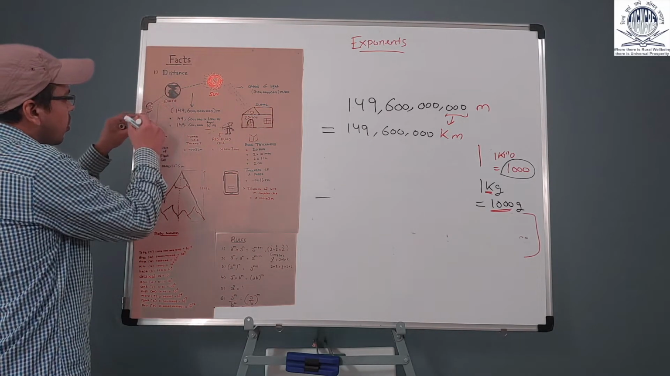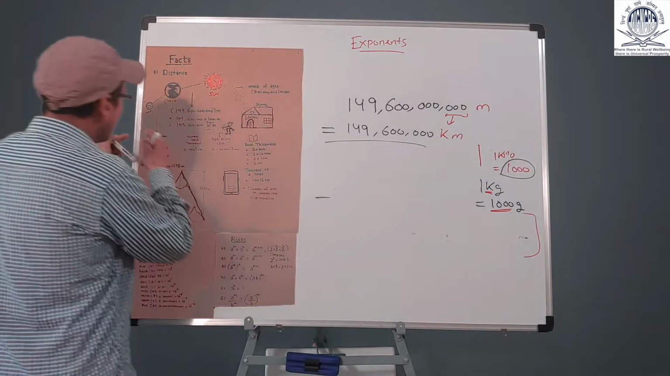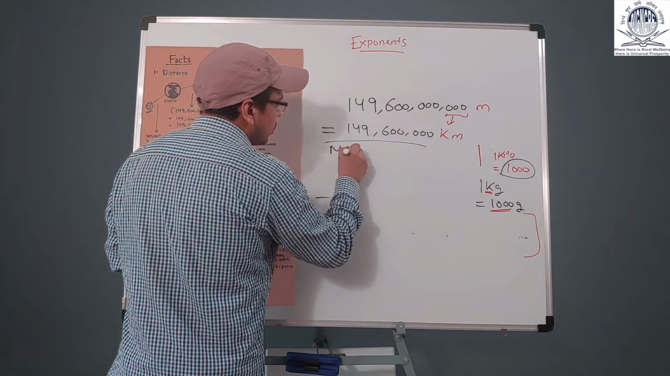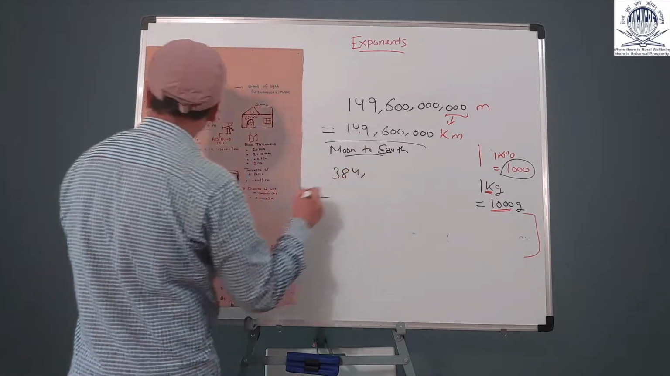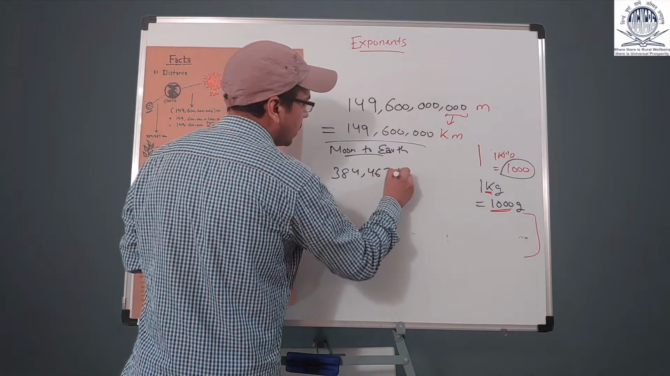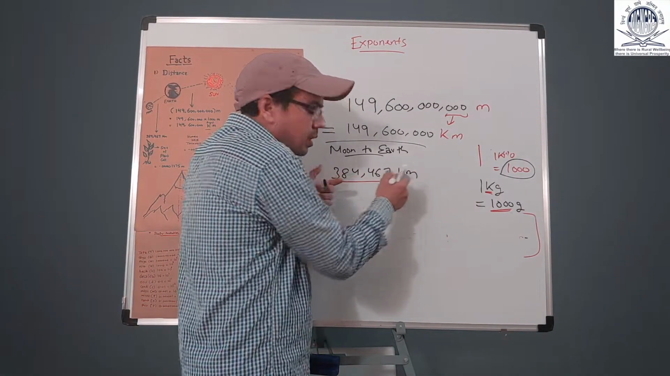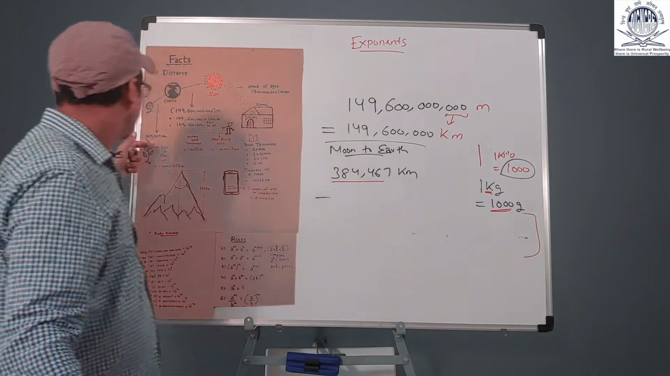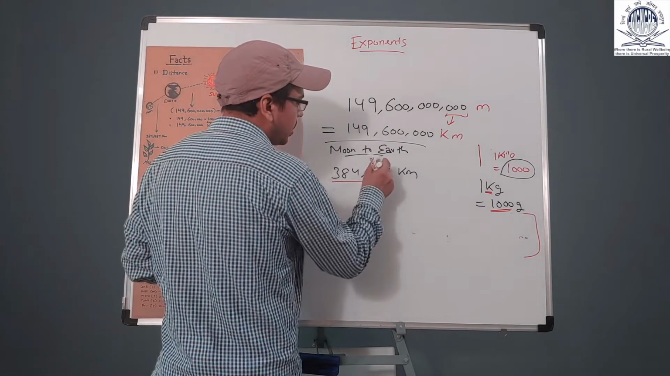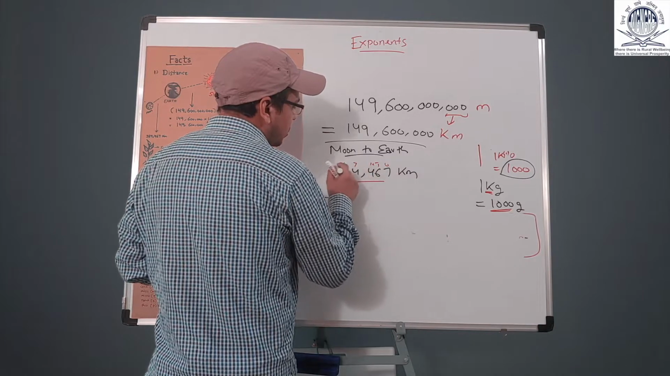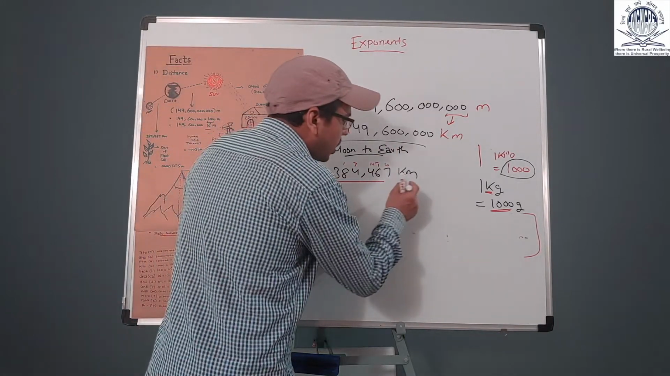So I also have the distance from moon to earth, which is 384,467 kilometers. Let's write it. The distance from moon to the earth is 384,467 kilometers. Now what does it mean, that these many kilometers is the distance from moon to earth? Now if you want to read it, how do we read it? We know the simple reading method: ones, tens, hundreds, thousands, ten thousands, lakhs. So roughly 3,84,467 kilometers.